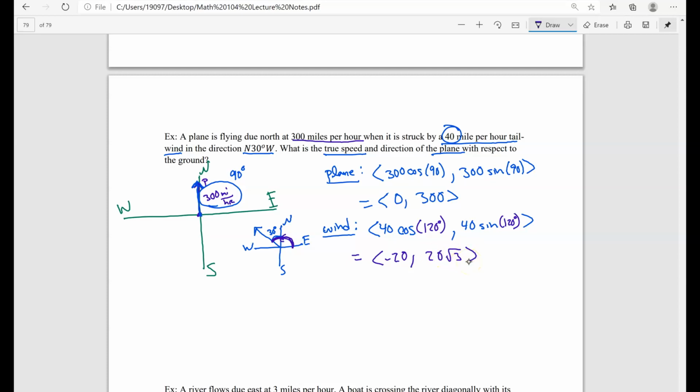Okay, so this is going to be the direction of the wind. And this kind of makes sense because this negative 20 should be in the negative x-axis.